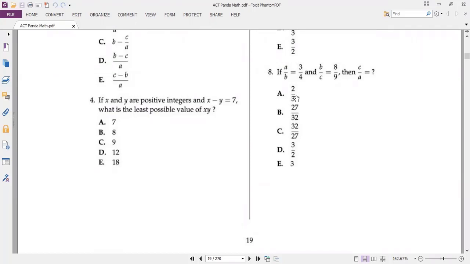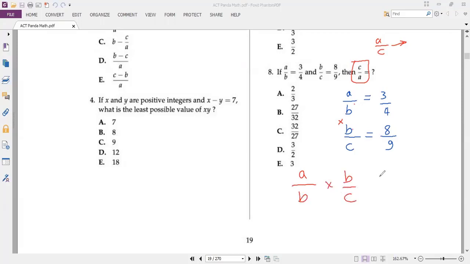Okay. Now we have number 8. A over B looks like a very smart one. I rewrite it. He asked about C over A. We can get A over C according to it and make a reciprocal. How come? If we make the product for both sides, left times left, we have B over C, and here also right times right side.